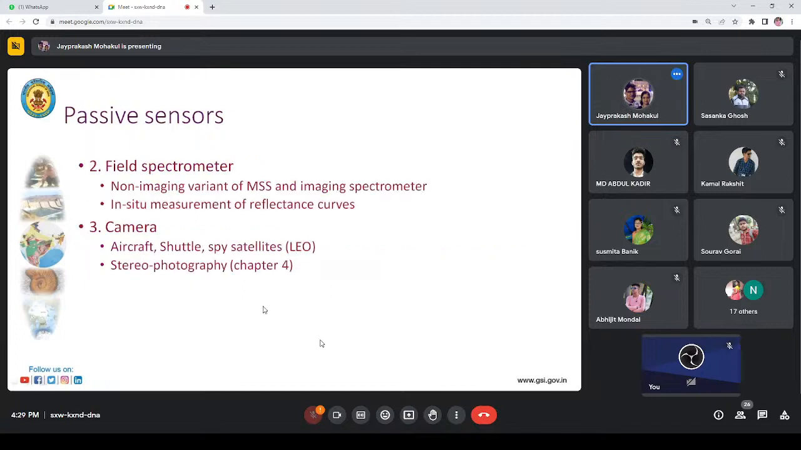Then of course you have the field spectrometer, a non-imaging variant of the multispectral scanner, the imaging spectrometer, where you can collect data by taking a spectrometer to the field and measuring how much energy has come. You can also have a camera, aircraft, shuttle, spy satellite. All of you are aware of stereo photography.